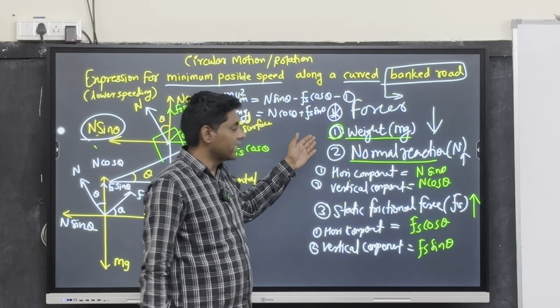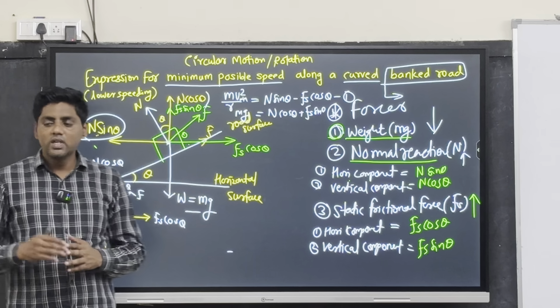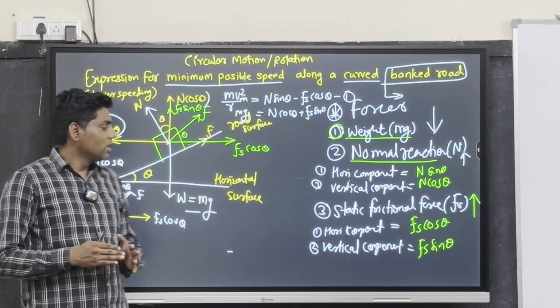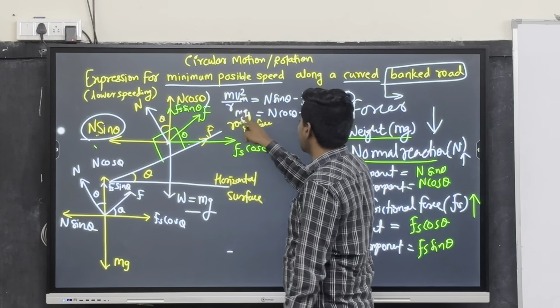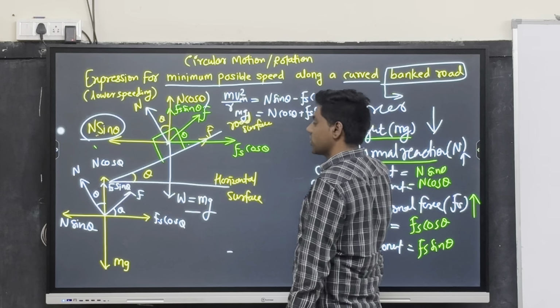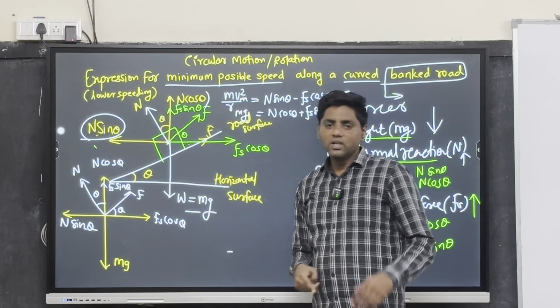Next, we have to write down all the various forces acting on the object. The first one is the weight, which acts vertically downward. Second is normal reaction, and third one is static frictional force. The last one we already wrote down: mv square upon r is equal to N sin theta minus fs cos theta, and then mg is balanced by N cos theta and fs sin theta.